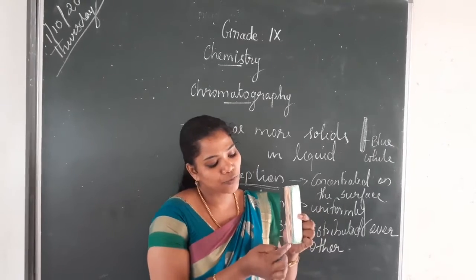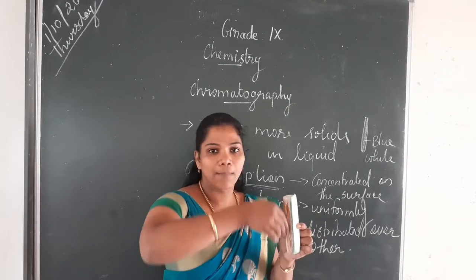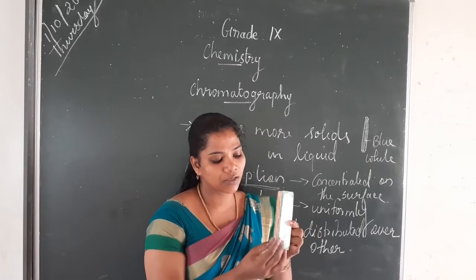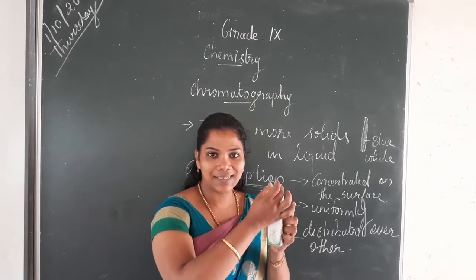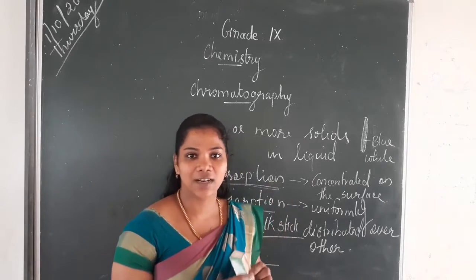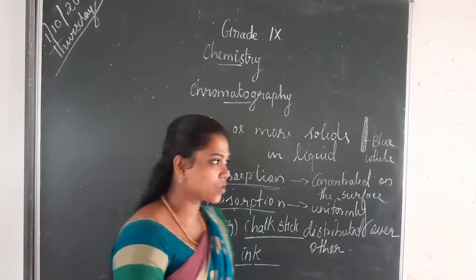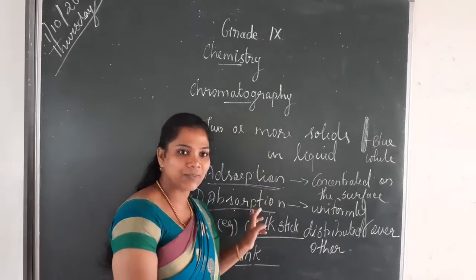All the solvents are uniformly distributed from top to bottom, isn't it? The sponge will absorb the water from top to bottom, isn't it? That is called absorption. Do you understand the difference between adsorption and absorption?